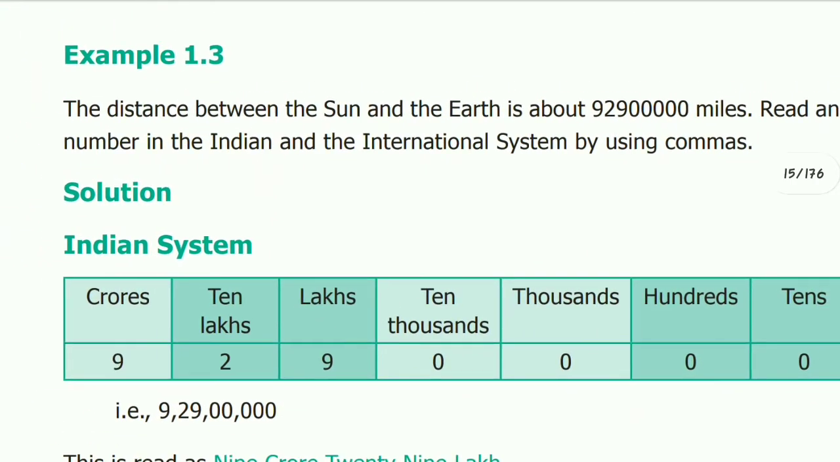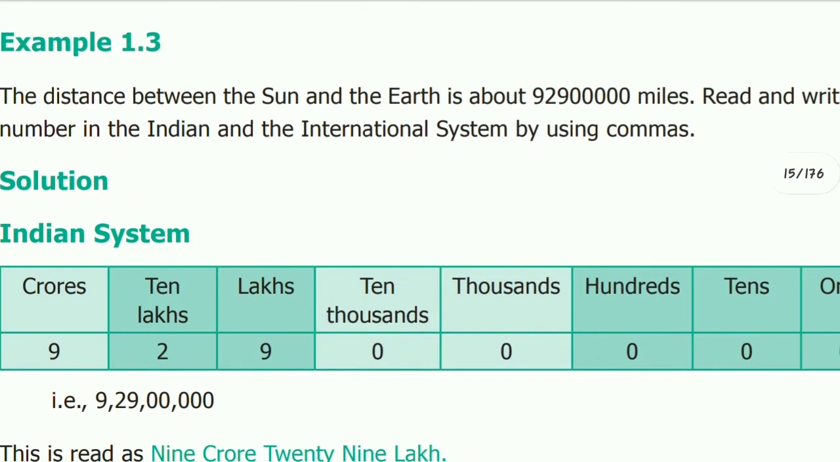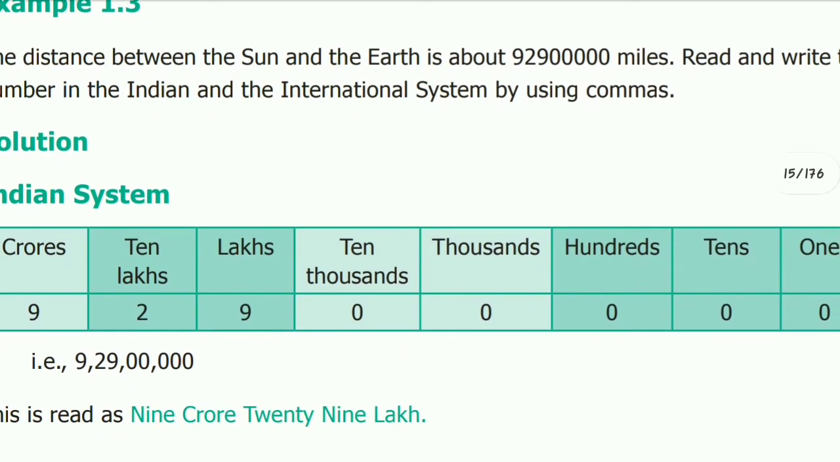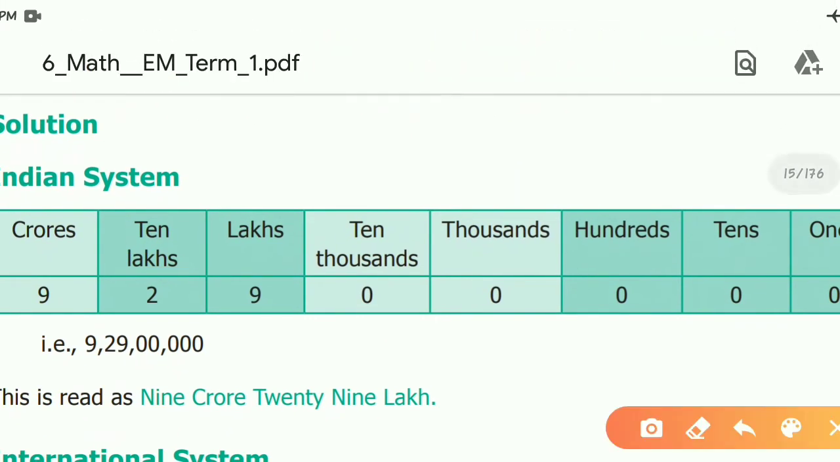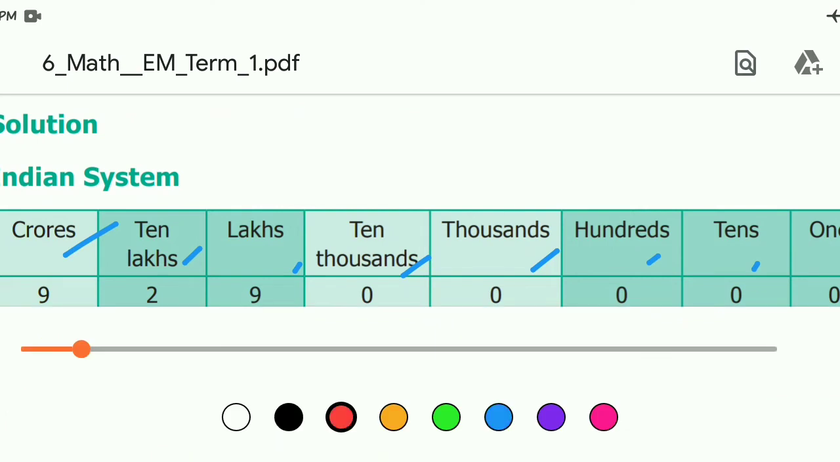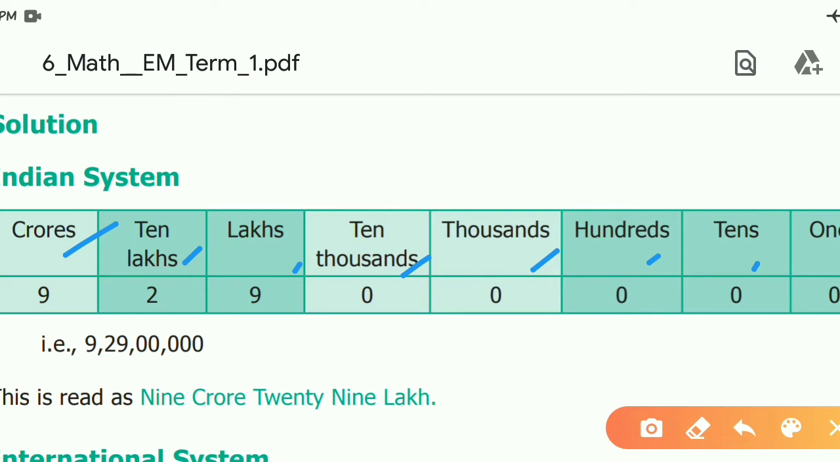Okay. First we use the Indian system. First you write the place values: ones, tens, hundreds, thousand, 10,000, lakh, 10 lakhs, crores. Next you assign the numbers in corresponding place values. 0000929. Okay. How many crores are there? 9 crores. In the Indian system of numeration, we put periods or commas in the order 3, 2, 2.